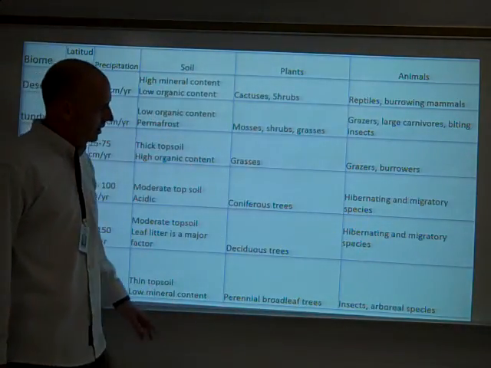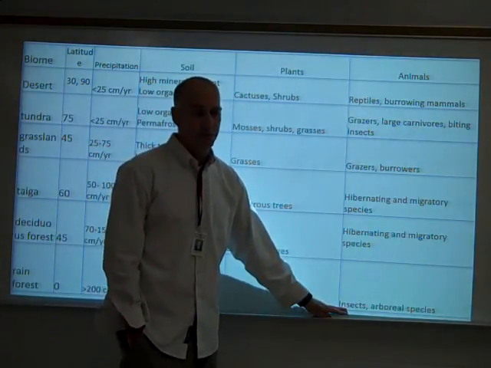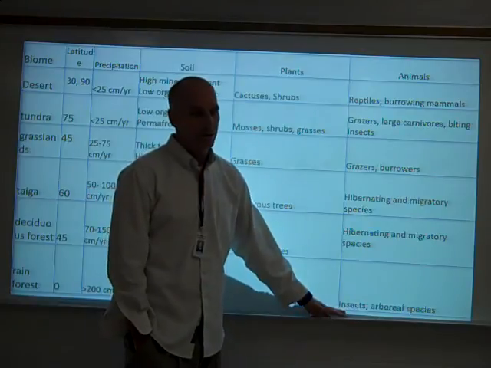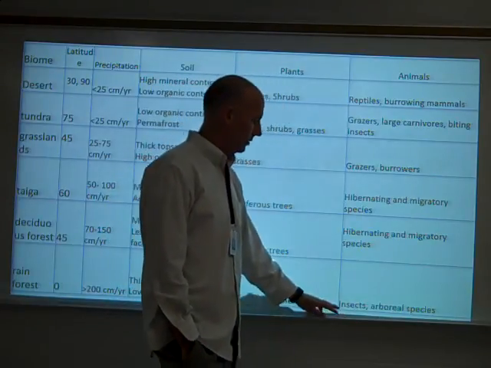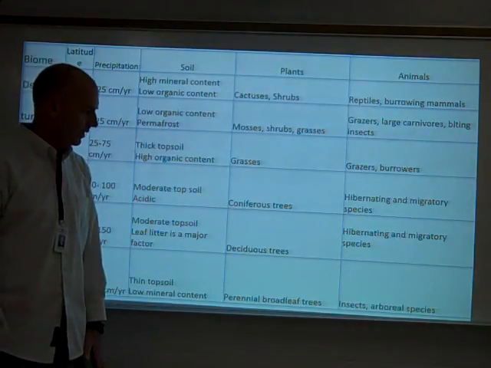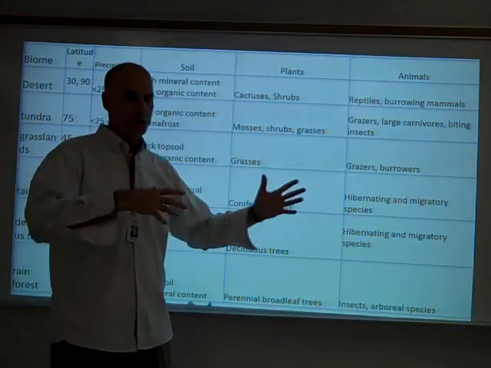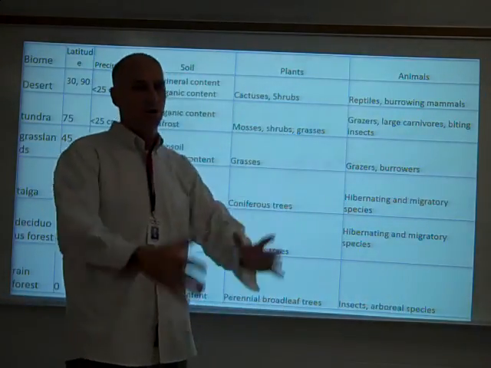And then finally, in the rainforest, a lot of trees, a lot of vegetation, a lot of it is edible, a lot of insects eating those trees and their products. So we find a huge number of species of insects in the rainforest, and arboreal species, which means species of trees like monkeys and lots of birds and things like that.